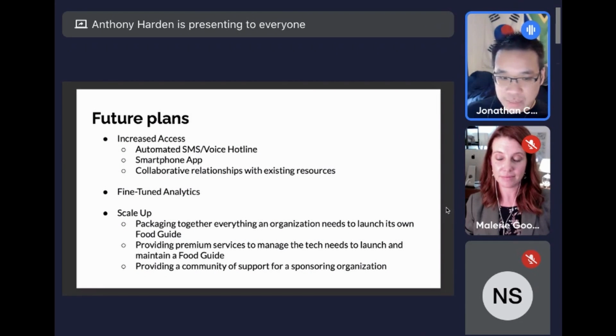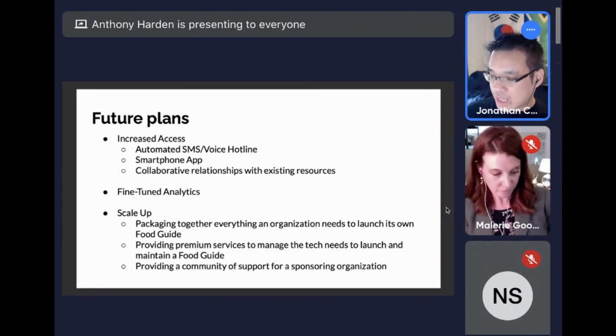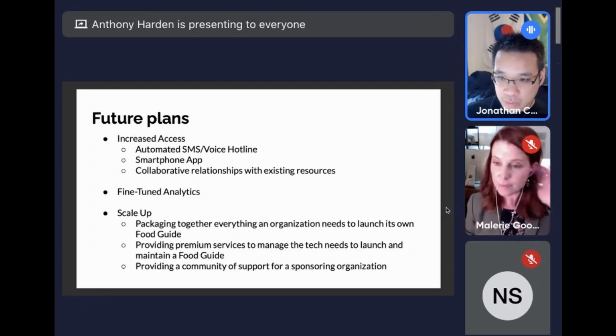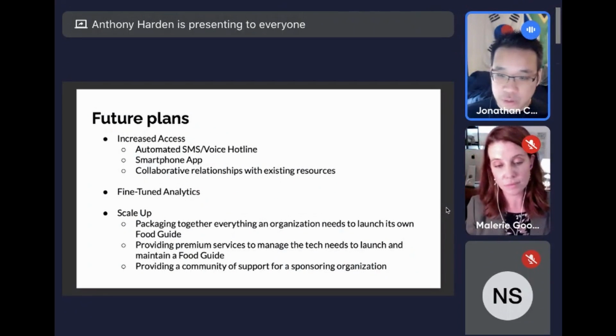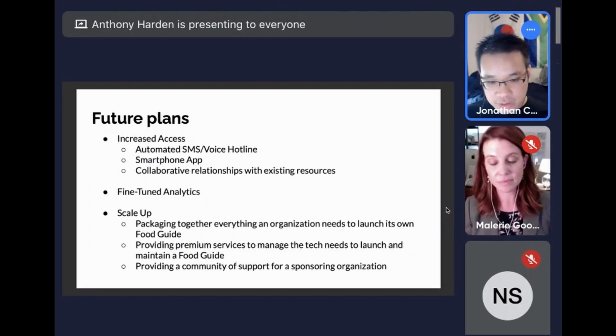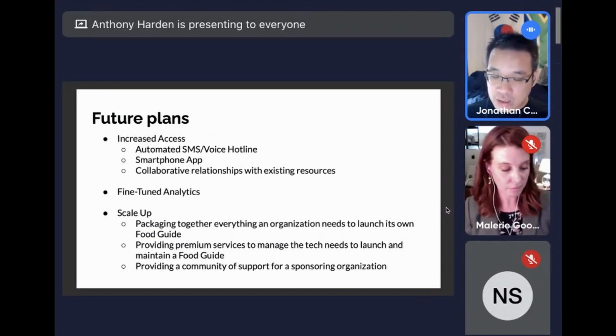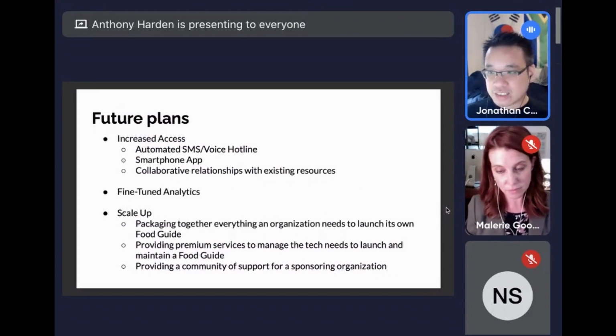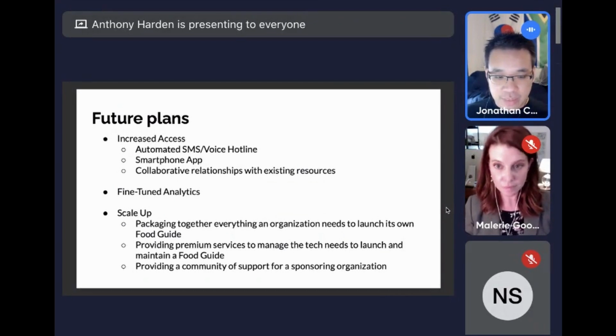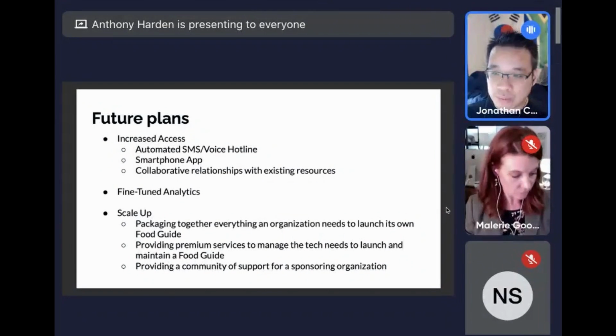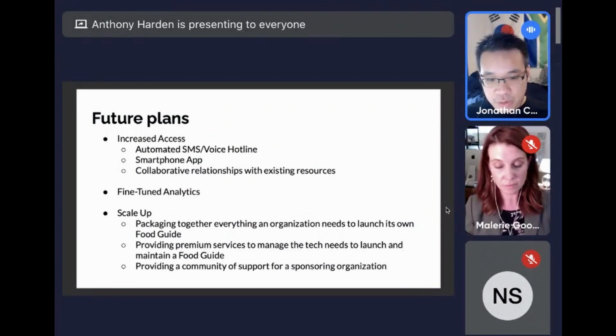So we've talked a lot about where we have been and where we are right now, but what are our future plans? So I mentioned this a little bit. Our goal right now is to increase access to these guides. We have this amazing data, but we want to get it into the hands of everybody who can use it. So we are prototyping an automated SMS and voice hotline.